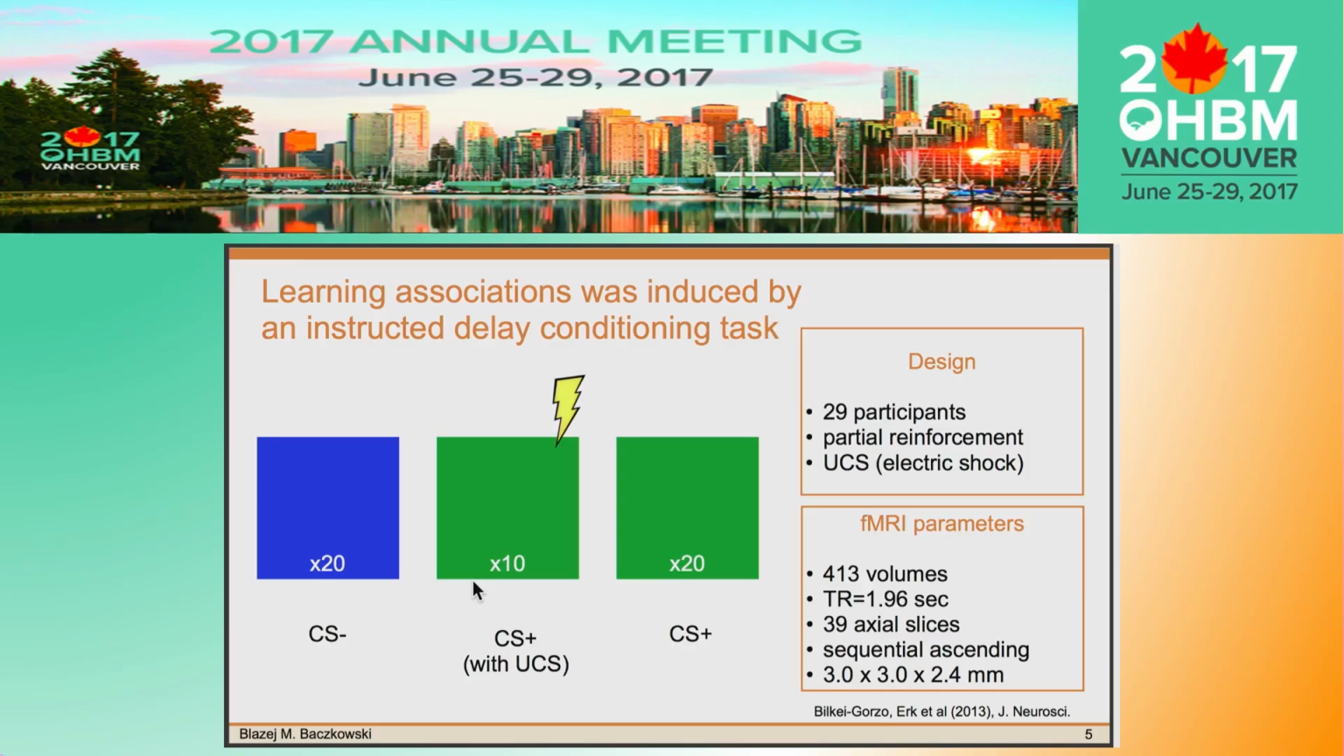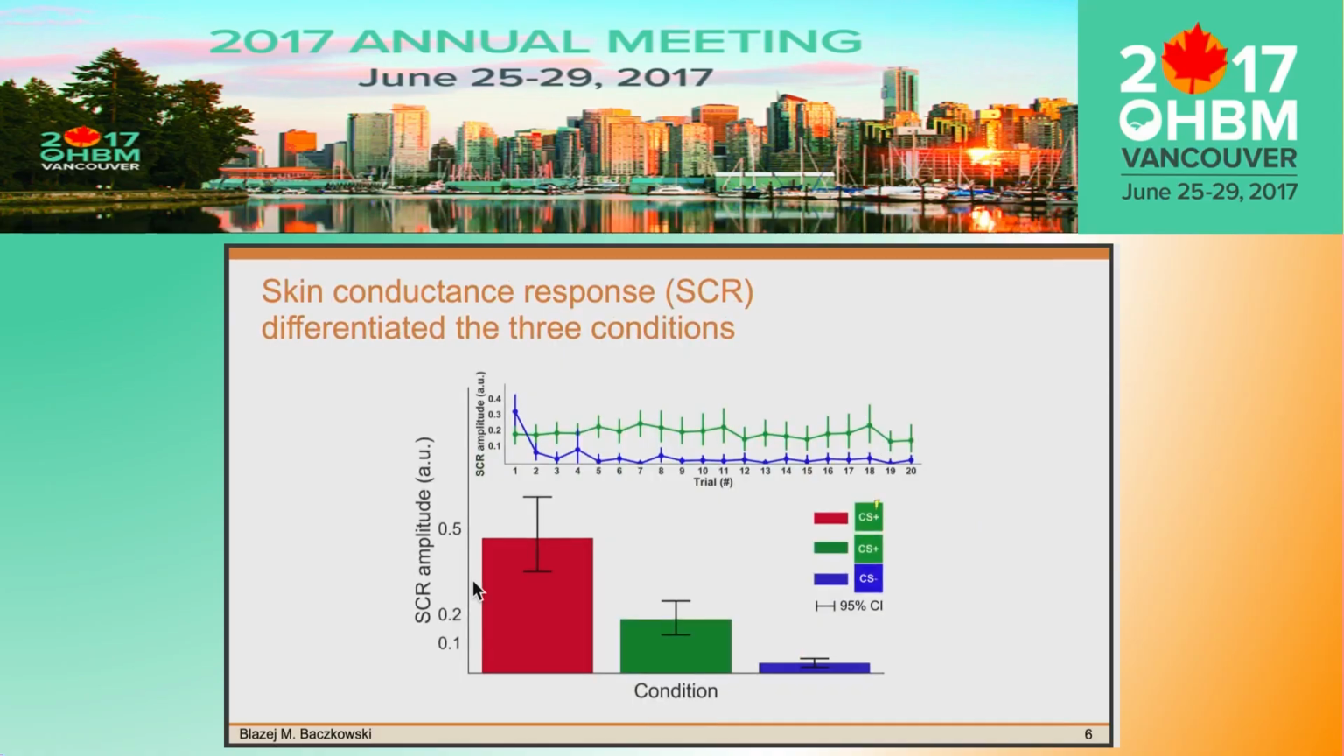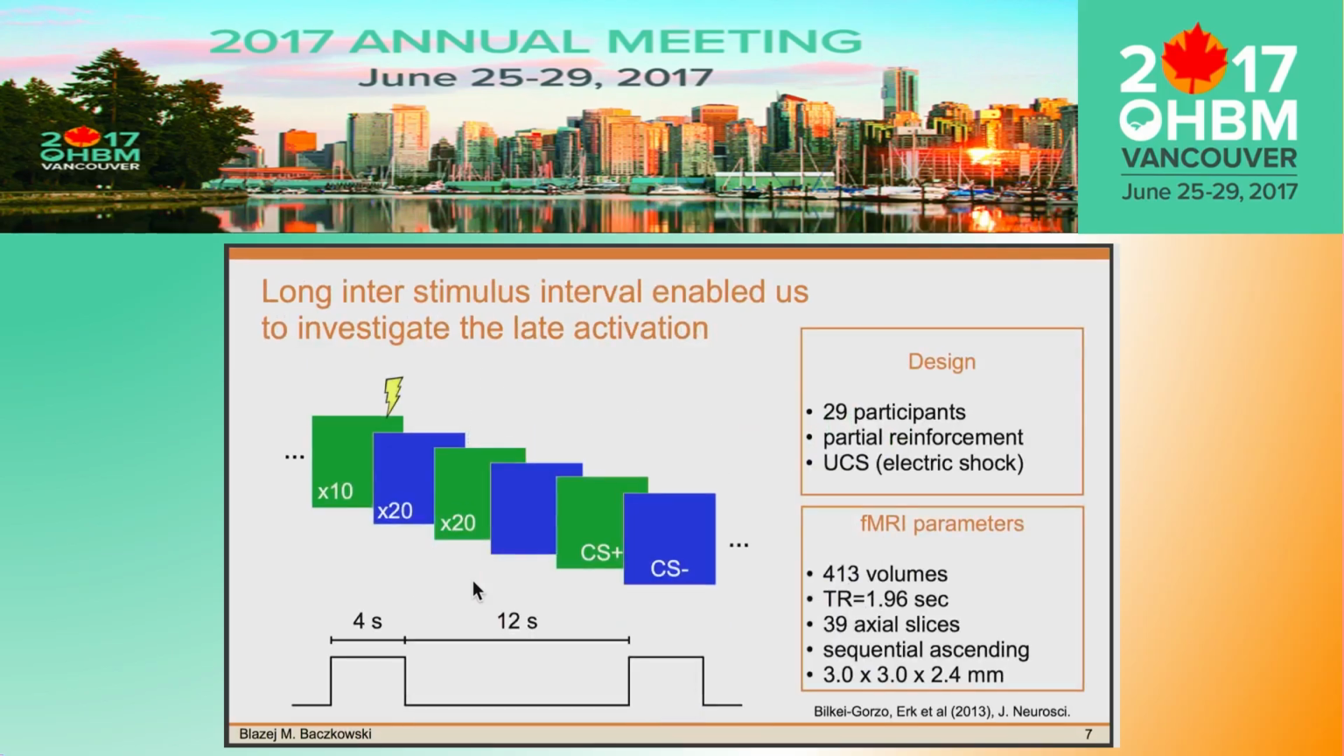This manipulation was successful as it induced an increased skin conductance response, an autonomic index of fear response, to the presentation of a threat-related cue, indicated here in the green bar. We also see that it's typical for this particular paradigm that the increased skin conductance response to this stimulus was relatively stable over trials. The structure of individual trials enabled us to look at the possibility of late activation, as there was presentation of a stimulus for 4 seconds, followed by a subsequent 12-second post-stimulus period.